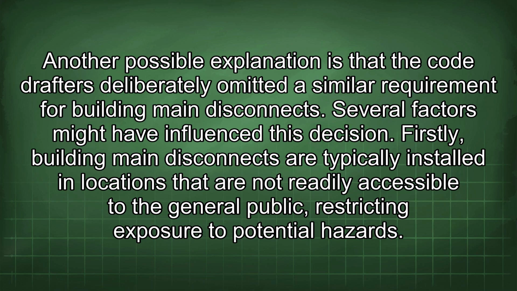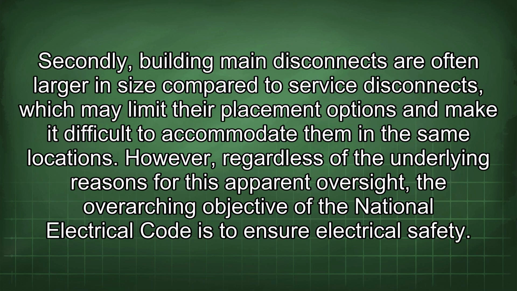Firstly, building main disconnects are typically installed in locations that are not readily accessible to the general public, restricting exposure to potential hazards. Secondly, building main disconnects are often larger in size compared to service disconnects, which may limit their placement options and make it difficult to accommodate them in the same locations.